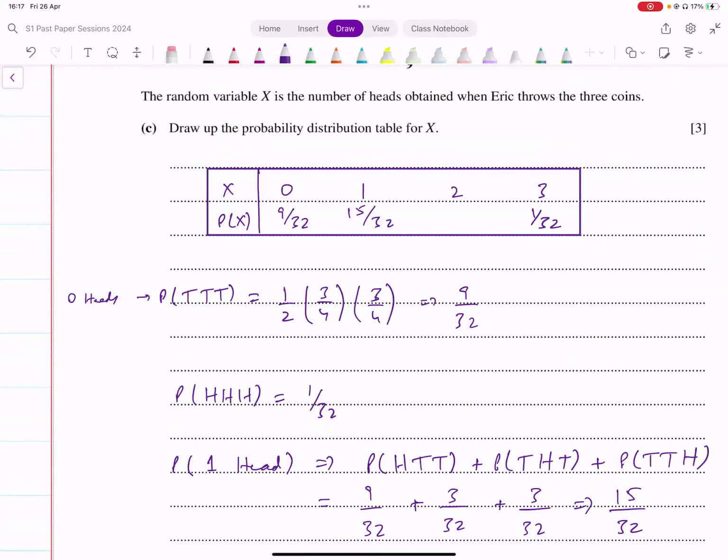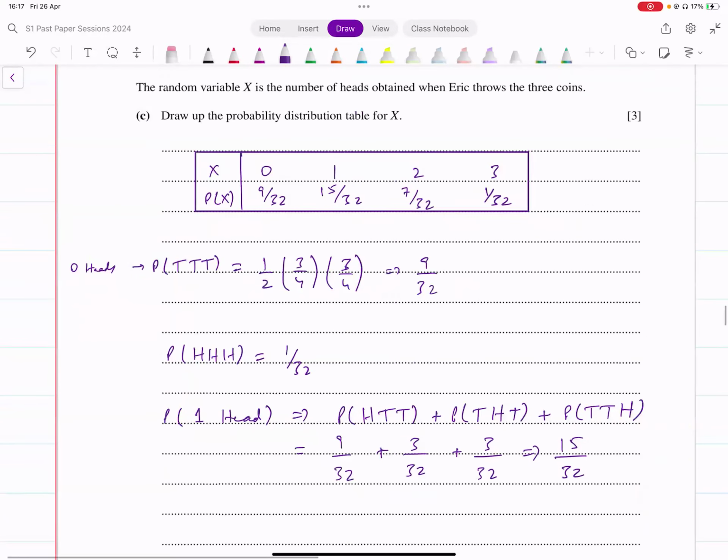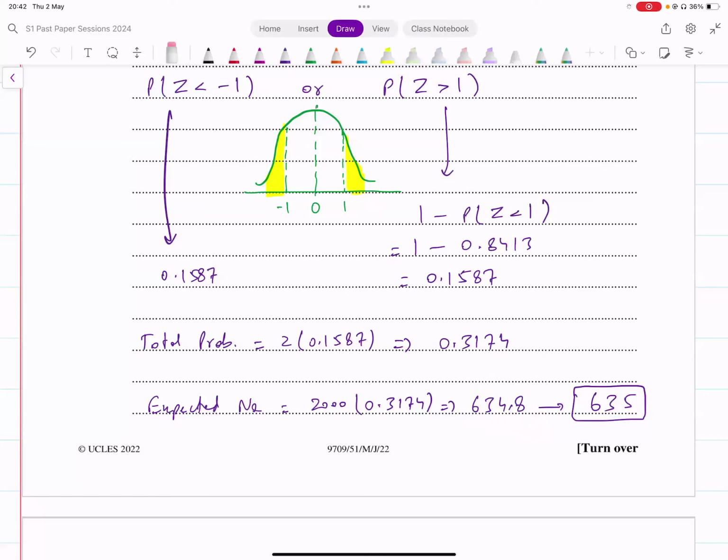1 minus, or in fact 32 minus 9 minus 15 minus 1, that's giving me 7. So the remaining number here turns out to be 7 over 32. When you've calculated the rest of them, and there's only one left, and you're sure about the calculations you've done until now, you can just subtract the rest of the probabilities from 1 to get that remaining number. And that's your final probability distribution table. 634 and 635, but 635 makes more sense because that's what we get when we round it off.